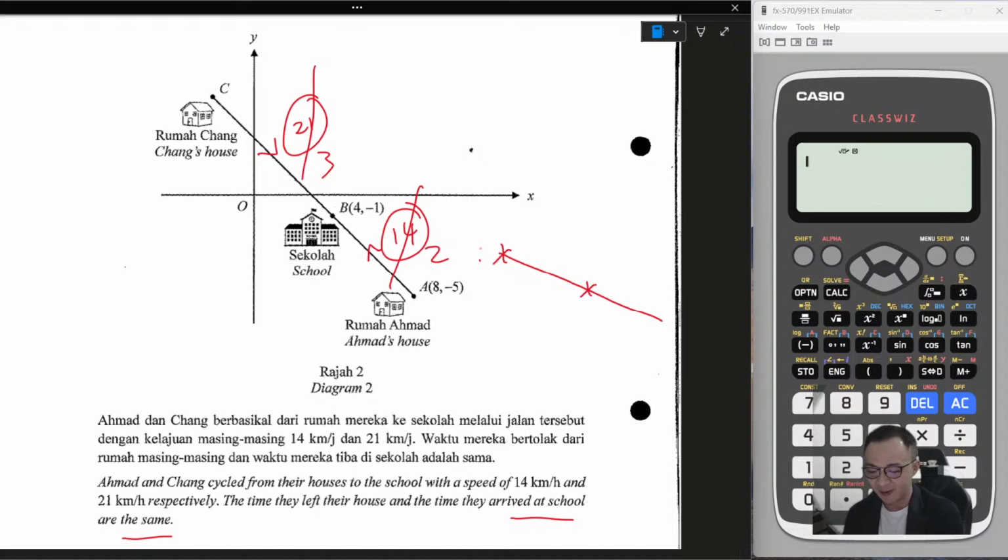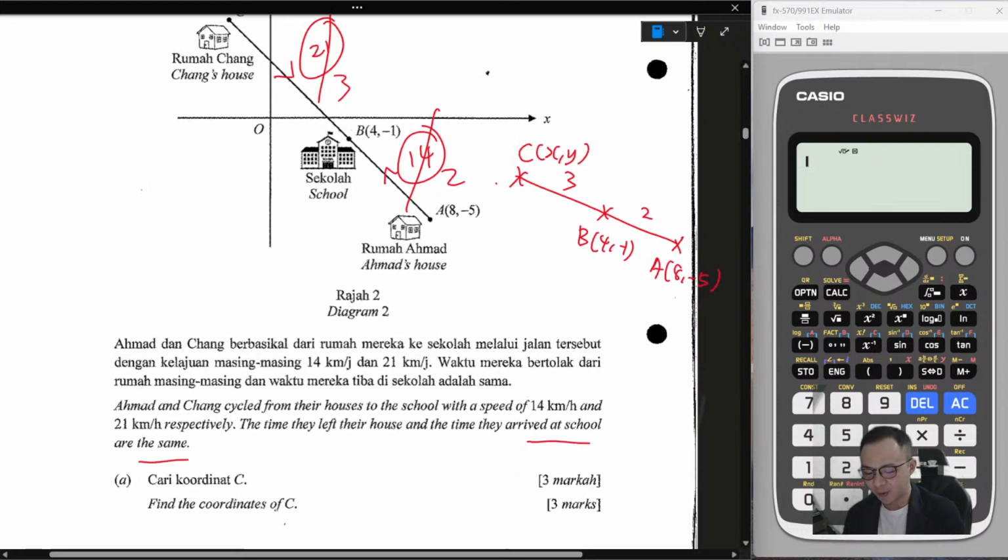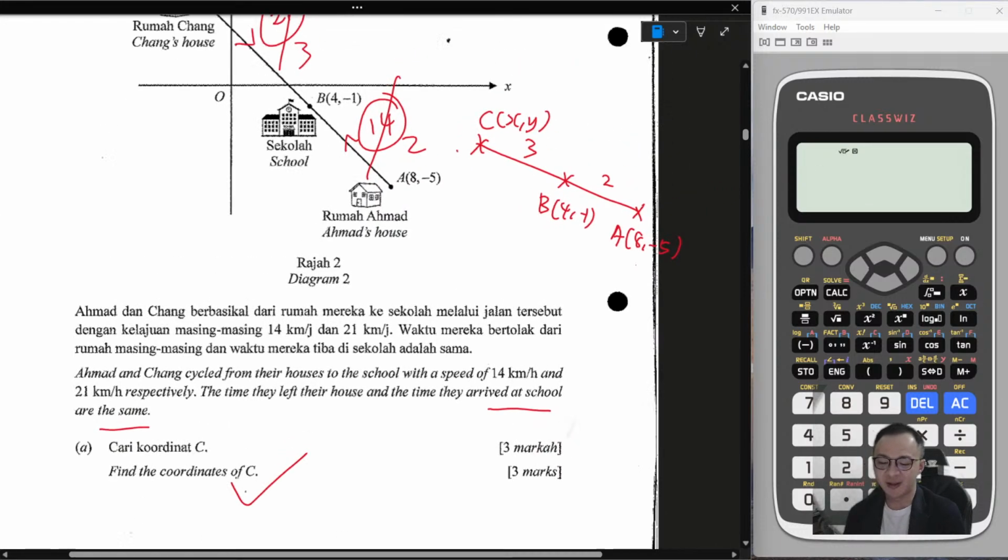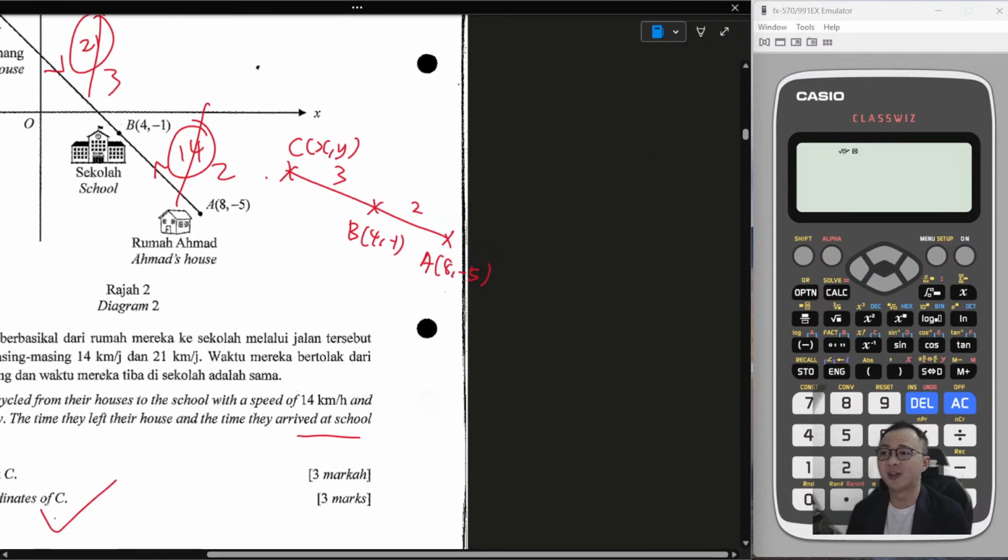That means coordinate C is unknown, x, y. This is 3. This is m and n. This is 2. Coordinate B is given 4 and negative 1. A is given 8 and negative 5. Here they ask me to find the coordinate C. I can just literally use the ratio formula to find it because it's very straightforward.